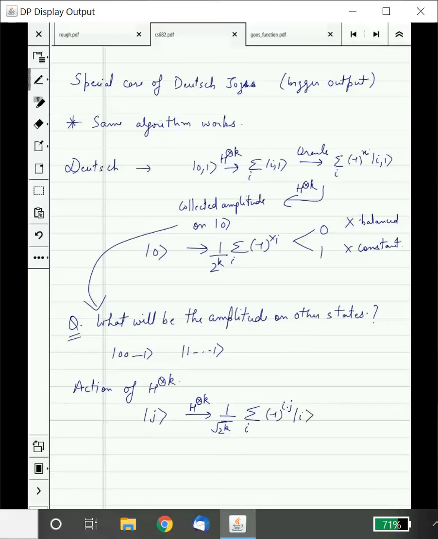This is something which you can verify easily. Remember that I will get a phase of -1 only if both the coordinates are 1. If I look at i_l and j_l, going from j_l to i_l will give me a phase of -1 only if both the coordinates are 1. And then this counts the total number of -1s incurred.